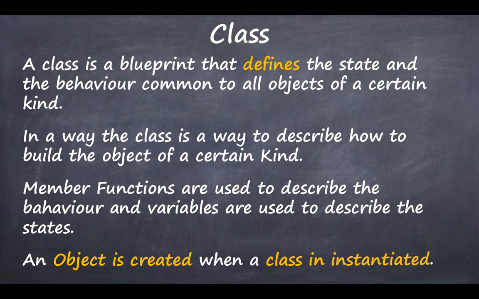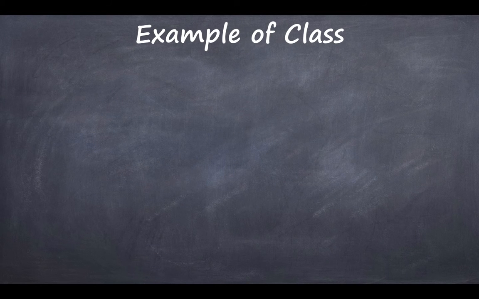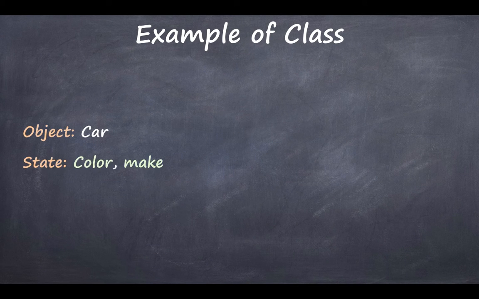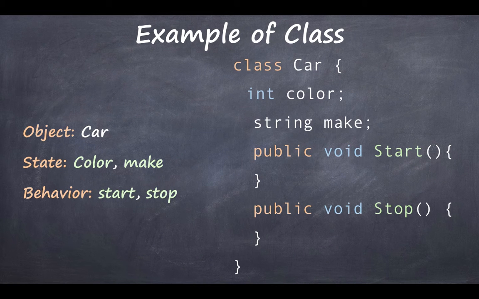So what does that mean? Let's look at an example. So this was our example. We had a car. It had a state, color and make, and we had its behavior, start and stop. We want to convert this into a Java class. So when we do that, this is how the code will look.